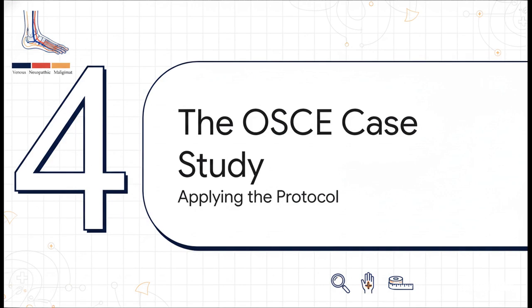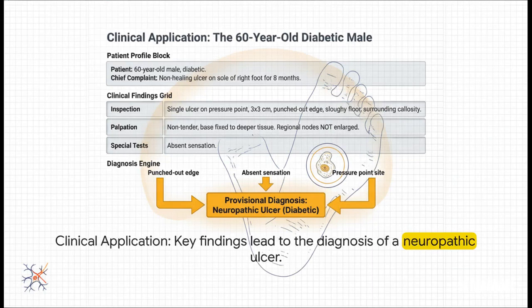We're going to walk through a classic OSCE case, the kind of scenario you are almost guaranteed to face in your exams. So here's your patient, a 60-year-old gentleman with diabetes who has a non-healing ulcer on the sole of his right foot for the last 8 months. On inspection, you see a single 3 by 3 centimeter ulcer with a punched-out edge. There's a callosity around it. On palpation, it's not tender.